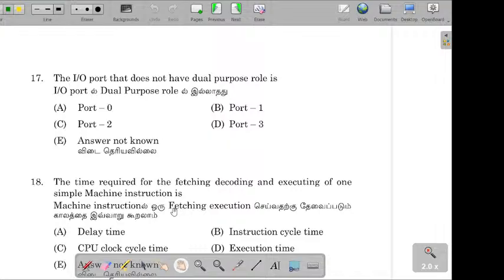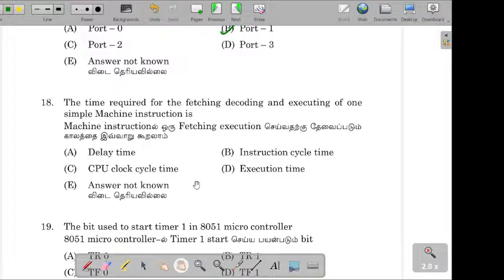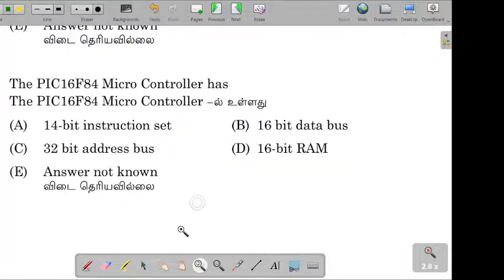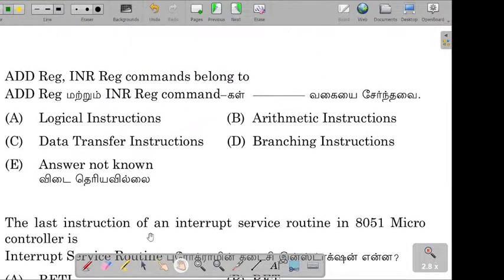The input output port that does not have dual purpose role is port 1. Next, the time required for the fetching, decoding and executing of one simple machine instruction is instruction cycle time. The bit used to start timer 1 in 8051 microcontroller is TR1. Add register, INR register commands belong to, these are all increment, add, all arithmetic instructions.